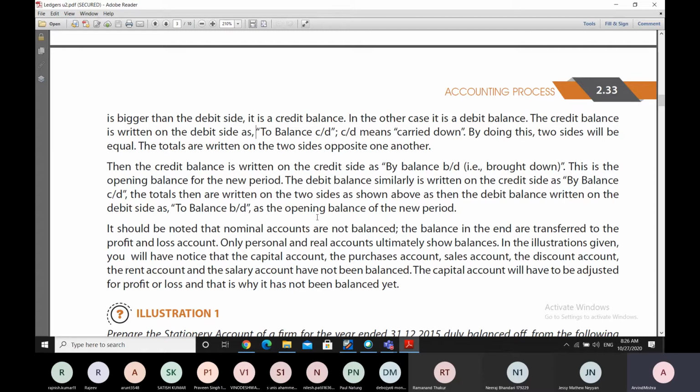So whenever a balance is being taken to the new period, if it is a credit balance, it will be written on the credit side, and if it is a debit balance, it will be written on the debit side while starting the opening balance of the new period. Whereas while closing the balance of the old period, a debit balance will be written on the credit side, and the credit balance of the old period will be written on the debit side.